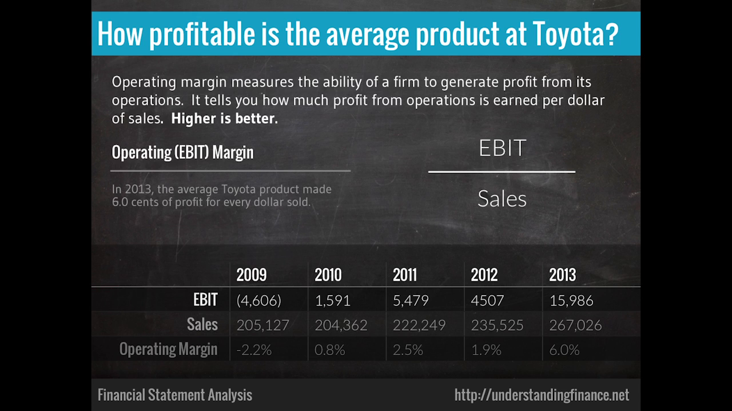In 2009, they were losing 2%. So even though they were making a cash profit, when they threw in having to recover the cost of what they had spent on their facilities, in 2009, they were losing 2.2%. They had a loss of $4.6 billion on $205 billion of sales. By 2013, their operating margin had turned positive to 6%, even covering their non-cash expenses for the buildings. So again, almost $16 billion of EBIT on $267 billion worth of sales. So again, this is another key metric.